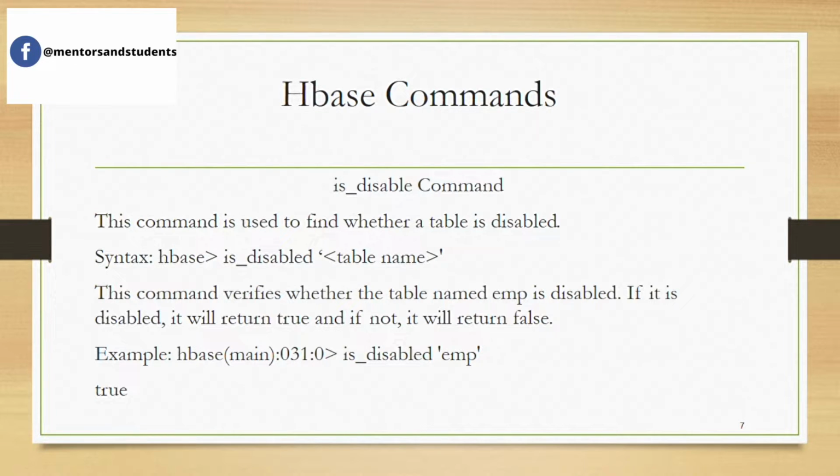Next command is the is_disabled command. This command is used to find whether the table is disabled or not. For this we can just write is_disabled and mention the table name. So this command verifies whether the table EMP is disabled. If it is disabled then it returns true, if not then it returns false. So just write is_disabled and within quotes EMP. Whether EMP is disabled or enabled, it returns true or false.